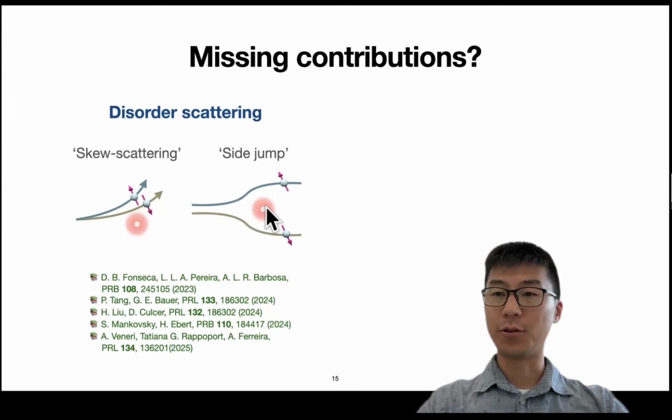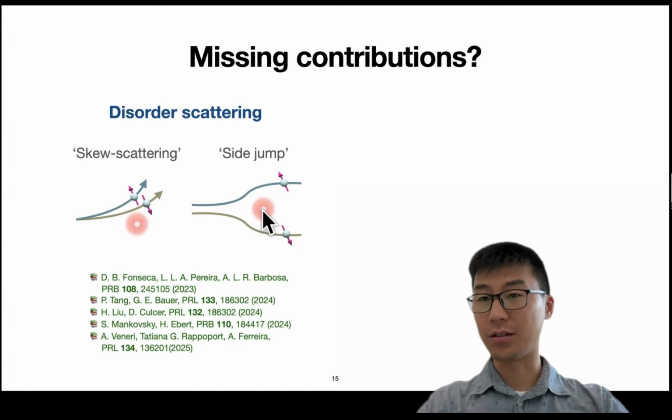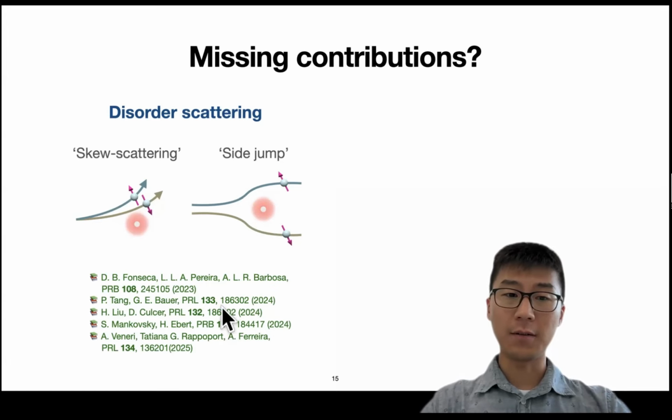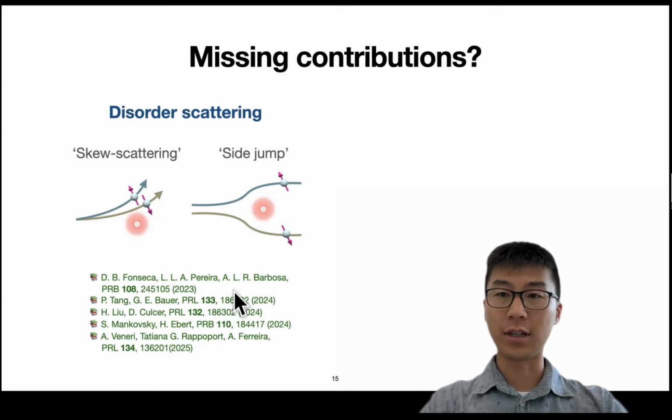And side jump is more delicate. It's related to the momentum-dependent position, that is basically the anomalous position. So momentum change can lead to a shift of the anomalous position. And in the following works, they discuss the role of disorder scatterings, and some have shown that disorder scattering is quite crucial for the orbital Hall effect.